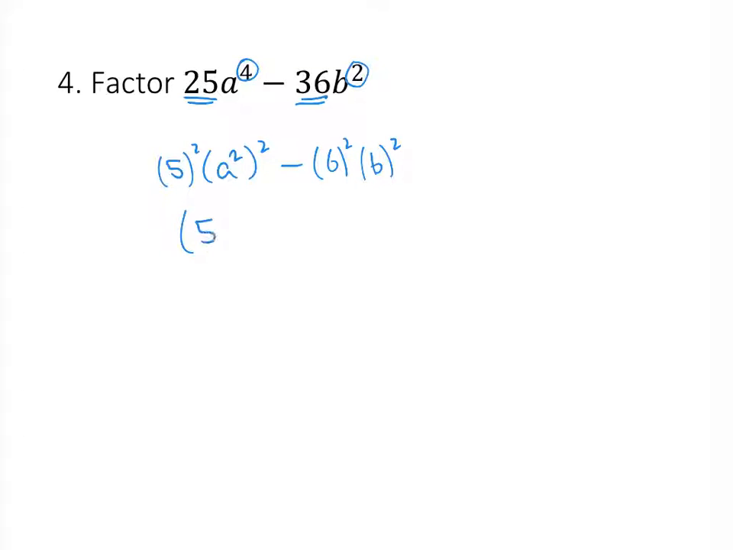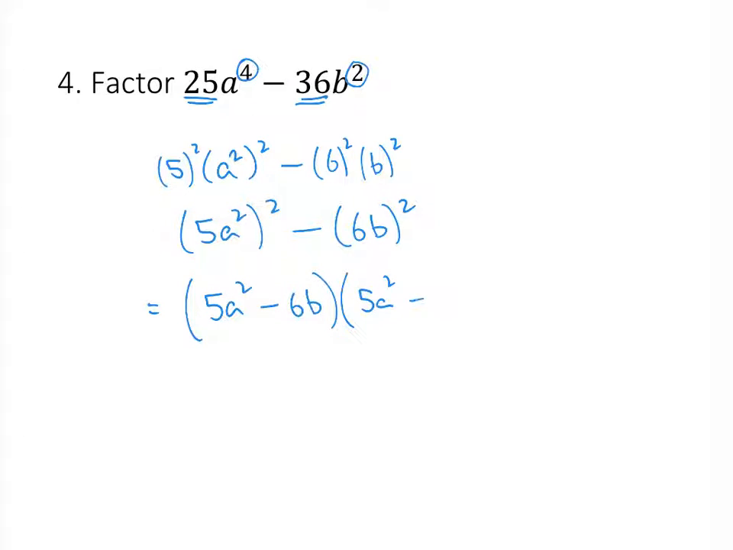So that means that this is 5a squared squared minus 6b squared. And the way we factor a difference of two squares is we take the two things that have been squared, subtract them, and then also add them. So 5a squared minus 6b and 5a squared plus 6b is our factored answer.